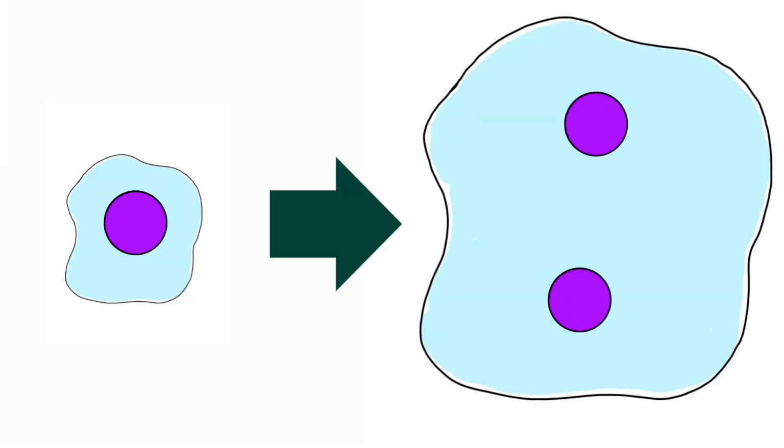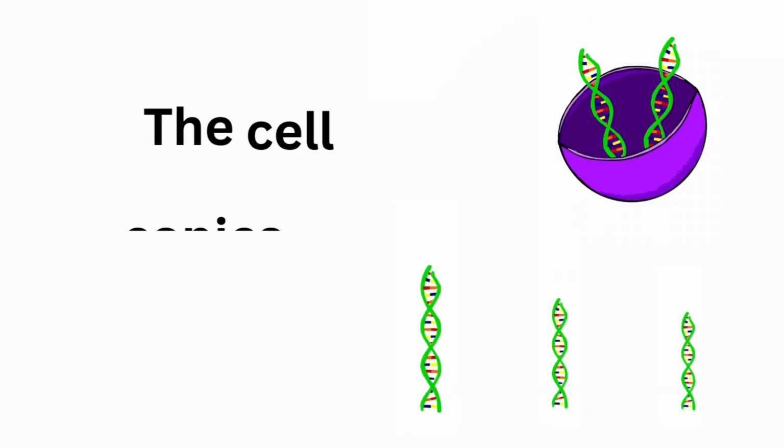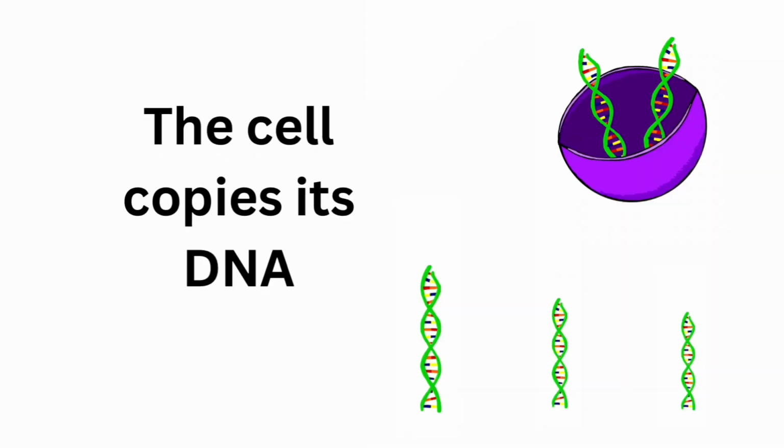So if our one cell is going to split into 2 cells, the nucleus will need to be copied so that we've got a nucleus to put in each new cell. So one thing that happens before the cell can divide is it needs to copy the nucleus. And to do this, the cell needs to copy each separate piece of DNA that's inside the nucleus, so there's a copy for each of the new cells. Each piece of DNA is called a chromosome, and each of those chromosomes is copied so that there are 2 copies, and 1 copy can go in each of the new cells.